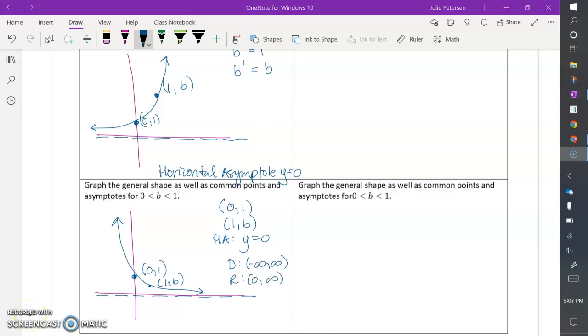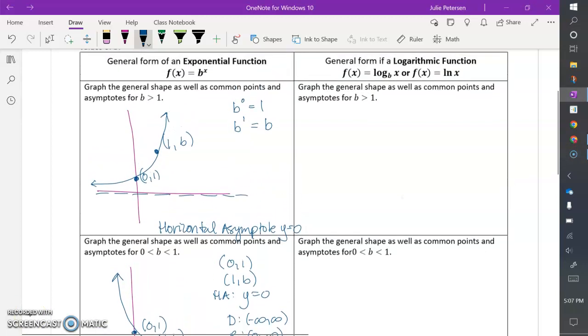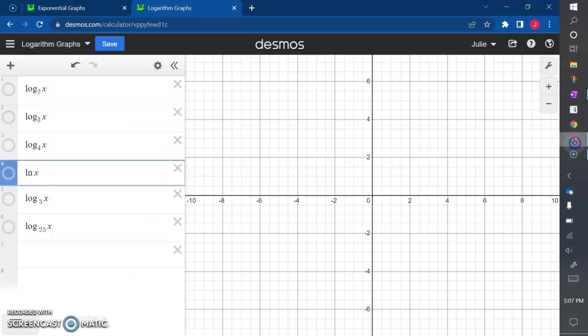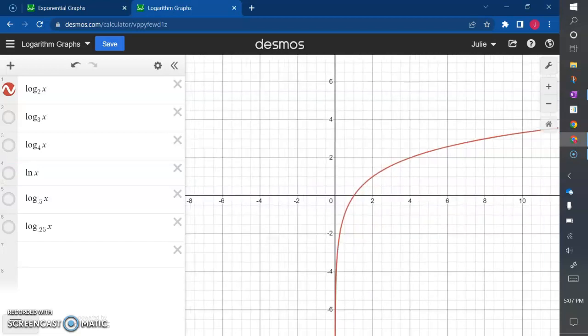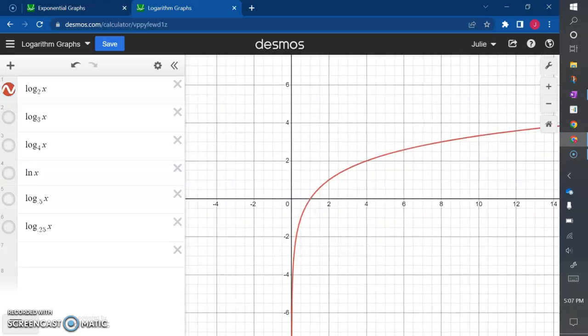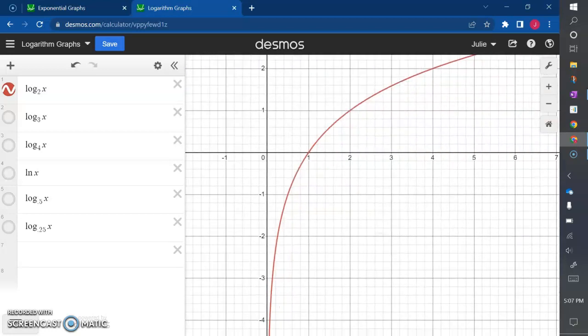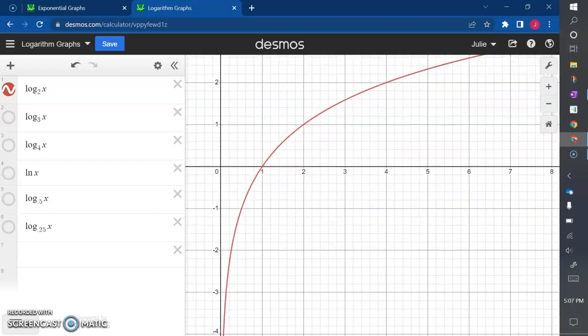All right, so let's continue by looking at logarithmic graphs. We'll start again with b-values that are greater than 1, and then we'll talk about b-values that are between 0 and 1. So let's check out Desmos, and let's start with log base 2 of x. And we can see this graph clearly. We've got another curve happening, but it's looking different than our exponential graph.